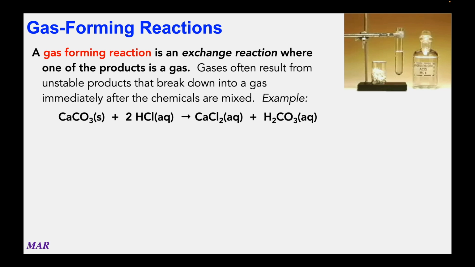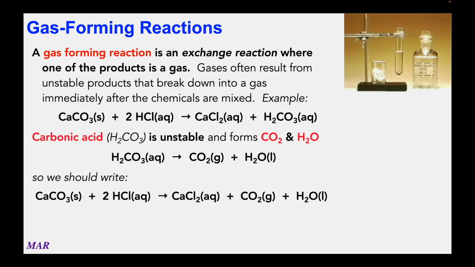So calcium carbonate there is reacting with hydrochloric acid to make calcium chloride and what's called carbonic acid, H2CO3. Now it doesn't look like there's any gases there, which is true, but what happens in a gas forming reaction is that one of the products is usually unstable and it further breaks down into the gas, and in this case that's carbonic acid. If you see carbonic acid, H2CO3, just realize that H2CO3 is going to break down into CO2, a gas, and water.